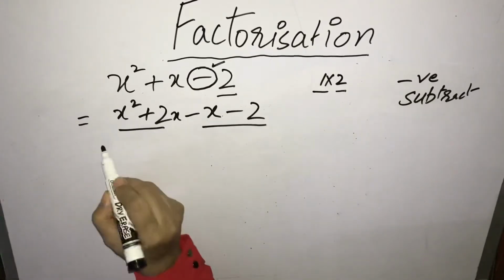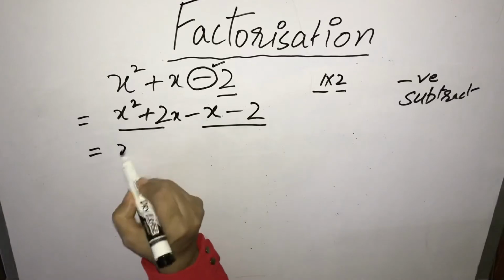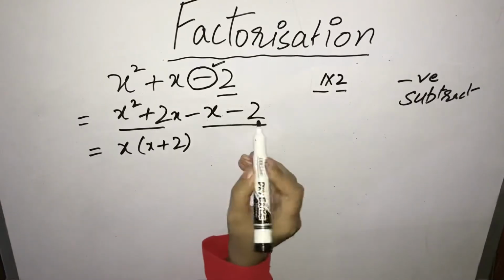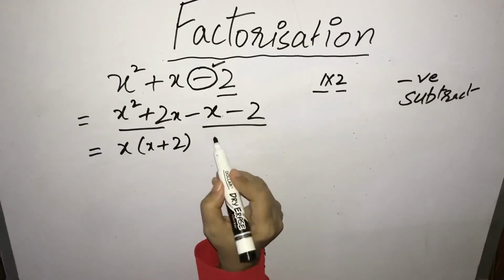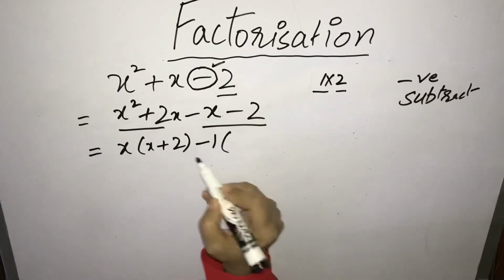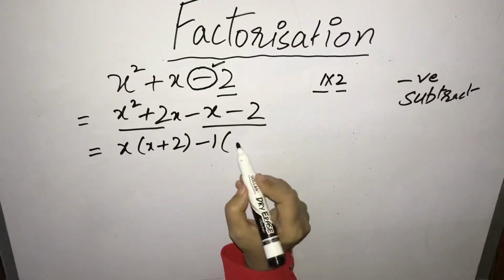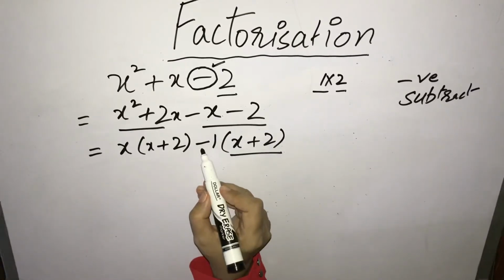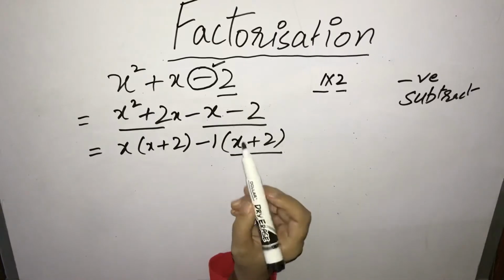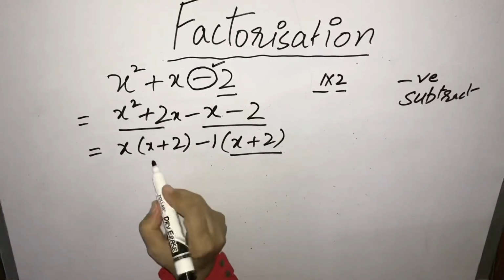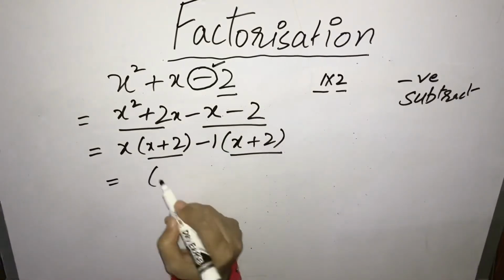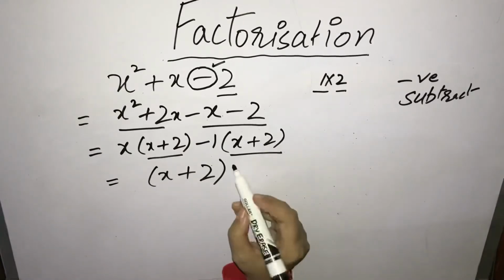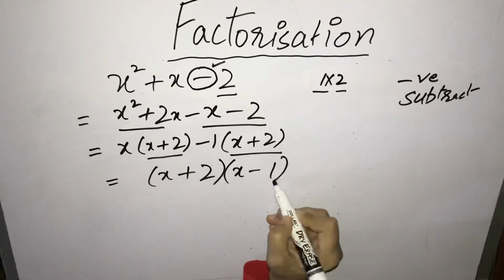Making the pairs, from first you can have x common, x plus 2 remaining. Now they have nothing common, only 1 with the negative sign. Why have we taken the negative sign outside? Because we need positive 2 inside. When we have taken minus outside, x will become positive, 2 will become positive. Your bracket is same, so your working is correct. You have taken the common bracket outside and the remaining items inside.